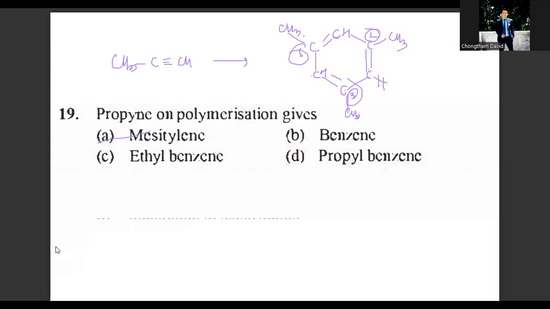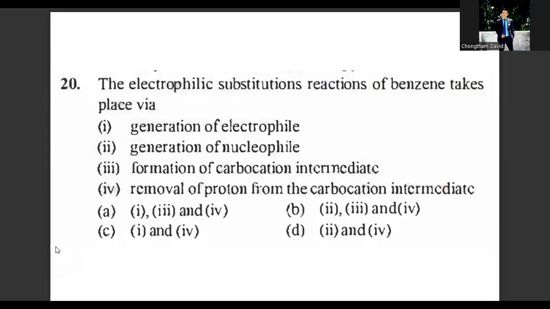Question number 20. The electrophilic substitution reaction of benzene takes place via the following. According to experimental evidence, electrophilic substitution reactions are supposed to proceed via the following steps: one, generation of electrophile; two, formation of carbocation intermediate; or three, removal of proton from the carbocation intermediate.